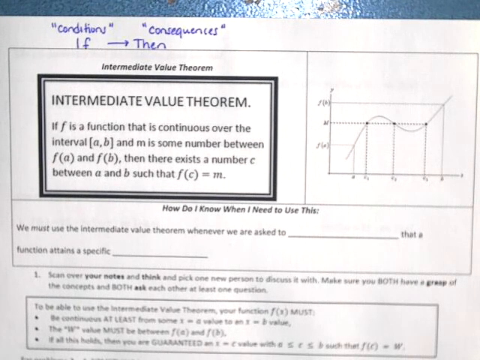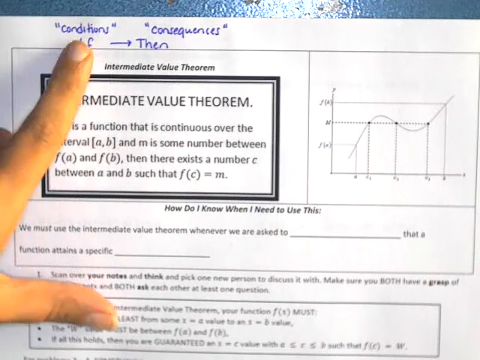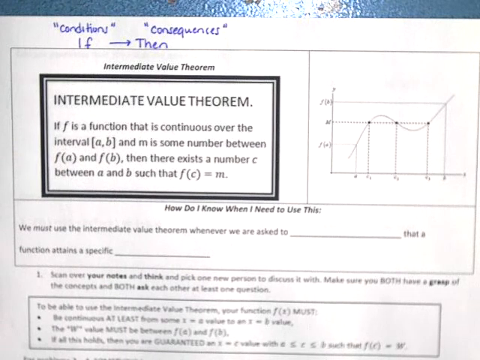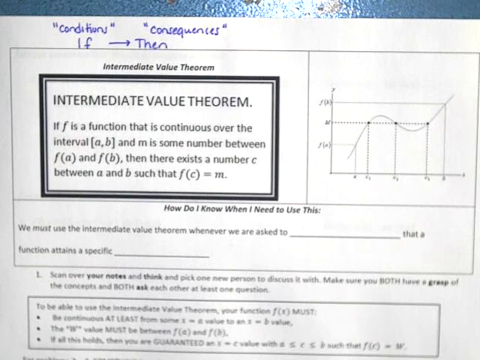There are some times when there are bad consequences. For example, you might say, if you don't clean your room, then you're going to be grounded. So if you don't clean your room, that would be the condition. Then you're going to be grounded. Those would be negative consequences. So this intermediate value theorem has conditions and consequences.